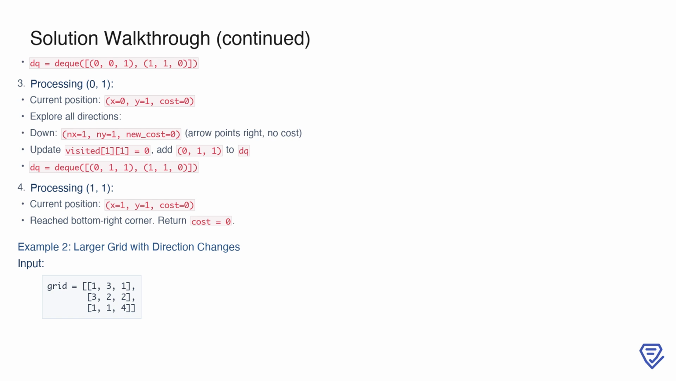Next, we process the cell 0, 1, which has a cost of 0. From here, moving down to 1, 1 aligns with the arrow direction, so no additional cost is incurred. We update the cost for 1, 1 to 0 and add it to the queue. Now we process the cell 1, 1, which also has a cost of 0. Since this is the bottom right corner of the grid, we have reached our goal, and the minimum cost is 0. This simple example demonstrates how the algorithm prioritizes paths with the lowest cost first, taking advantage of the grid's arrow directions to minimize adjustments.